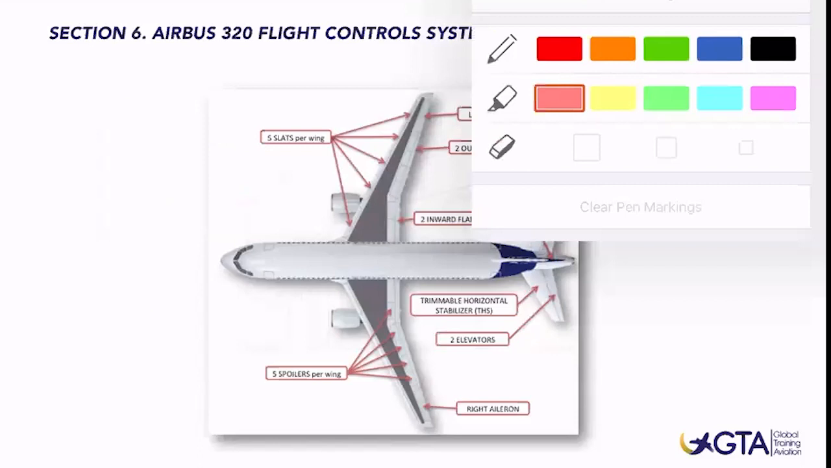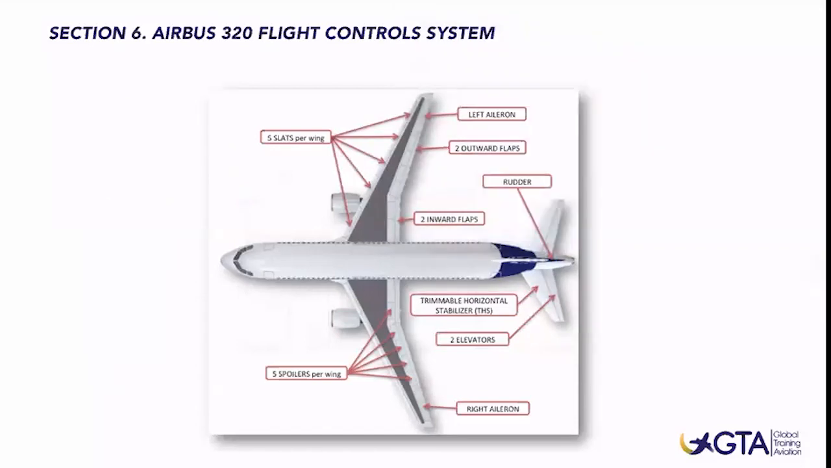Well, this is our A320, and what we find basically regarding the flight controls is on the forward leading edge, we have slats, which are leading edge surfaces. Then on the trailing edge, on the back side, we have the trailing edge flaps. Additionally, we have 5 spoilers as well on the top part of the wings.